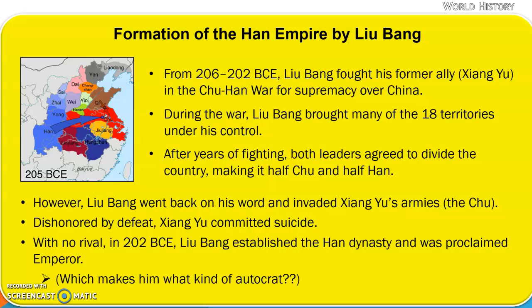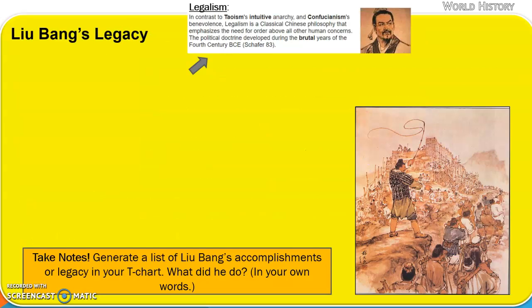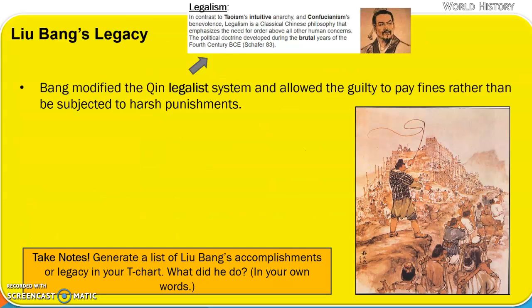And that is what happened. What kind of autocrat would that be? I'll be curious what your thoughts are.